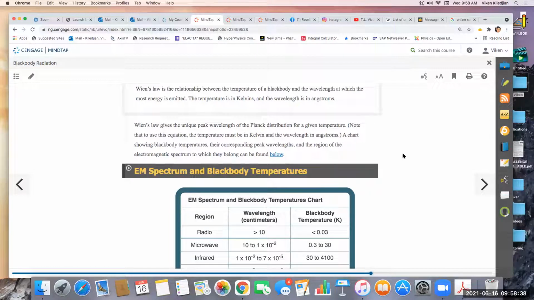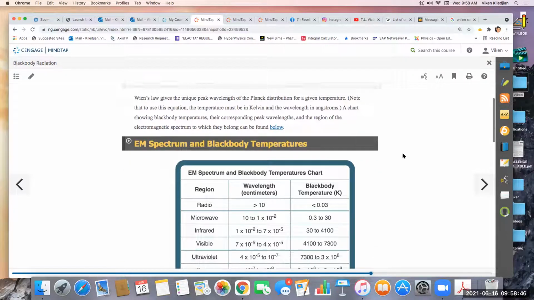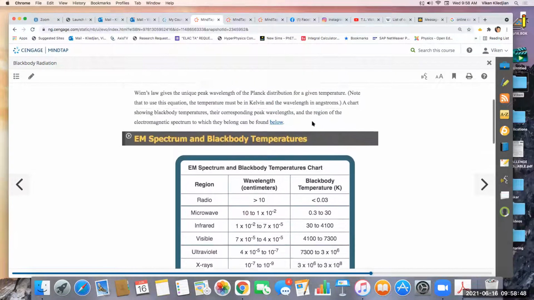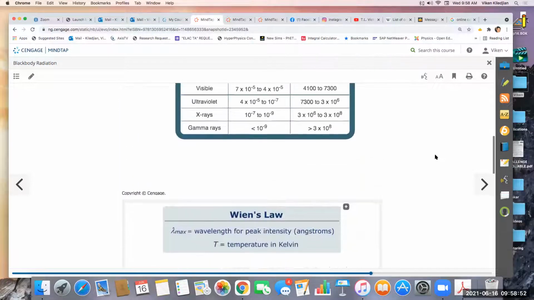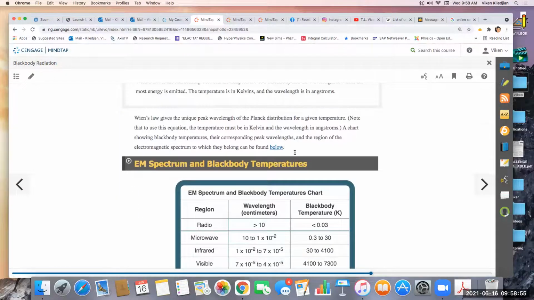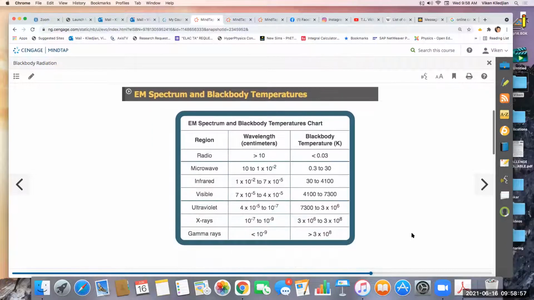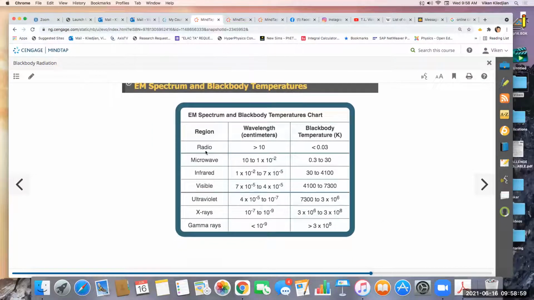A chart showing blackbody temperatures, their corresponding peak wavelengths, and the region of the electromagnetic spectrum to which they belong can be found below. Oh, okay. Basically, it goes down to the bottom. Okay, so what is this one saying?